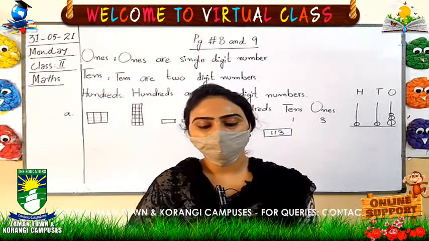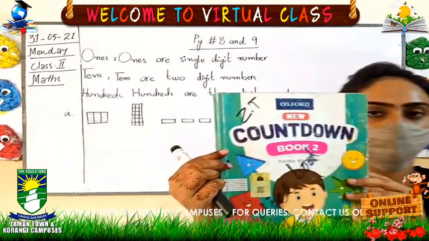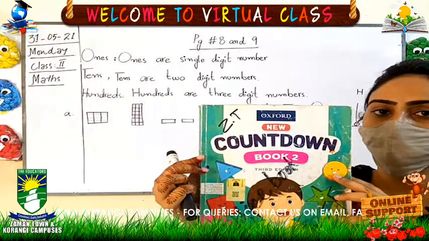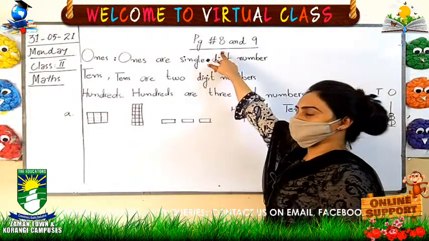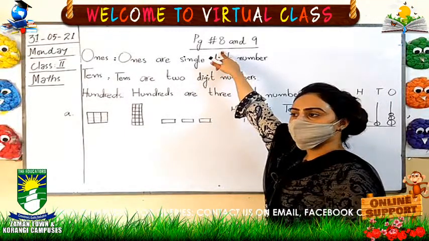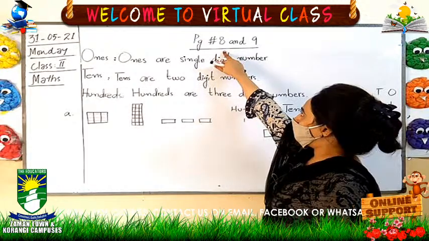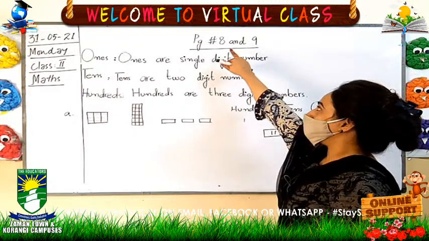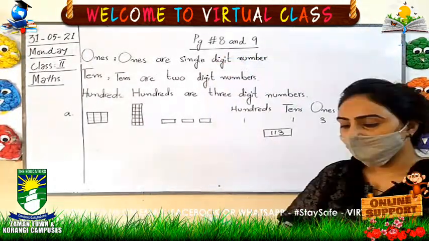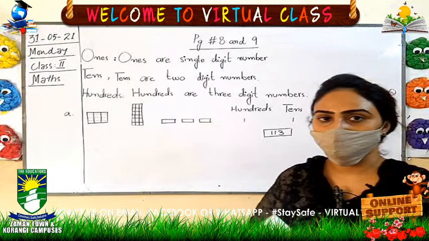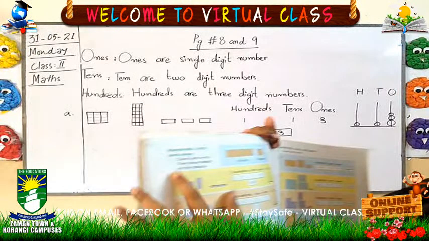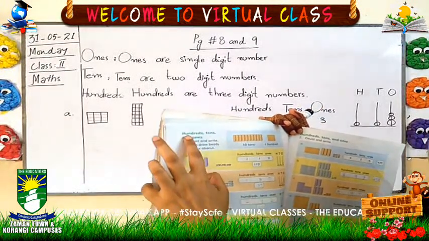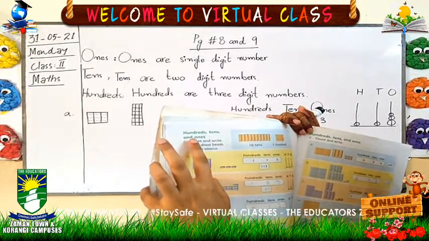Open your maths book. This is your maths book. Open page number 8. Today we will read two pages, page number 8 and page number 9. First open page number 8. Our topic is hundreds, tens and ones.